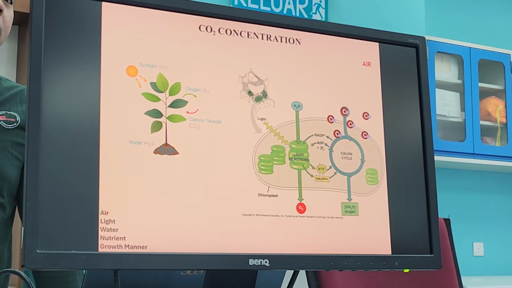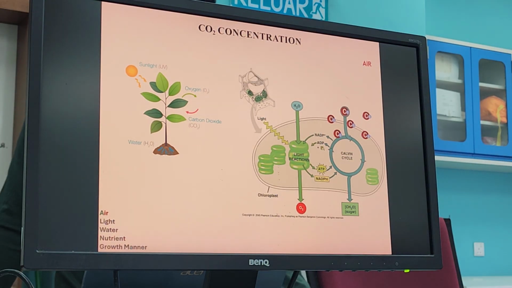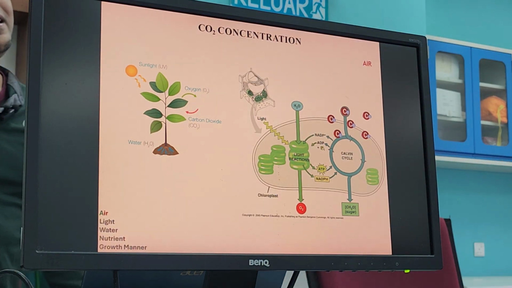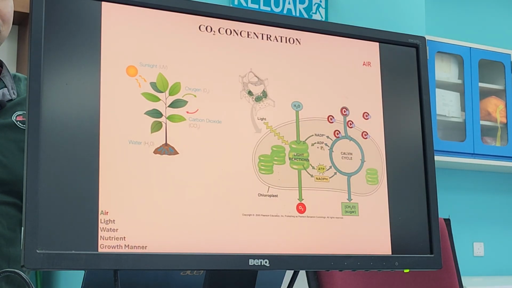How much percent increase is that? Anybody good with mathematics? 395 jumped to 429. How much percentage increase is that? 10%? 10% in under 20 years.